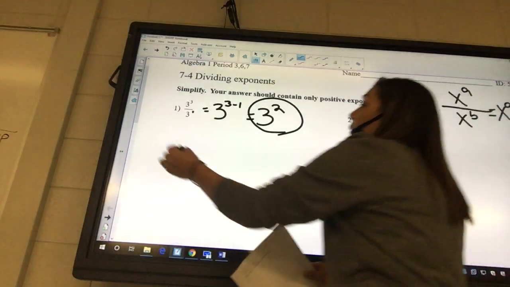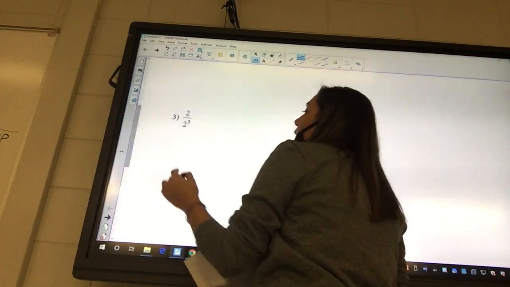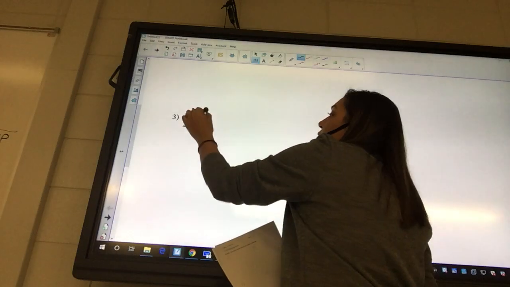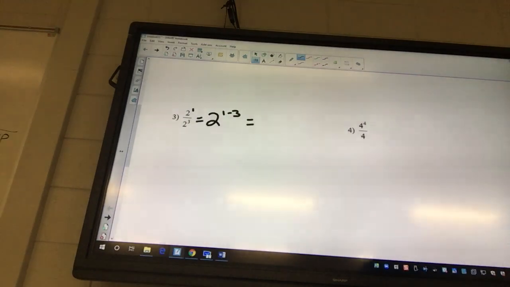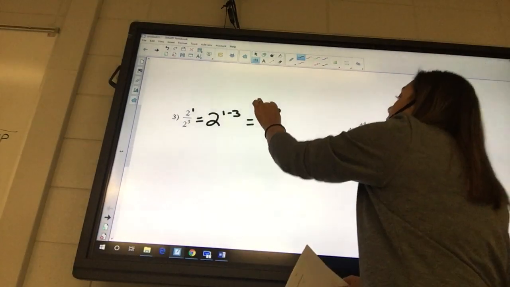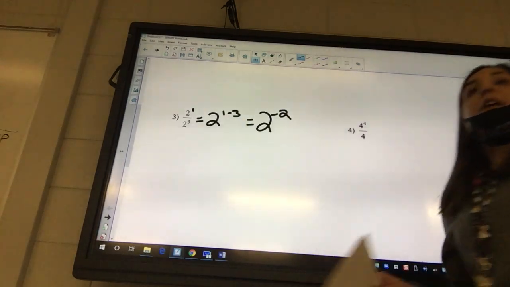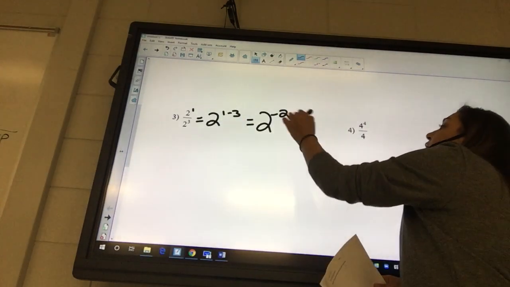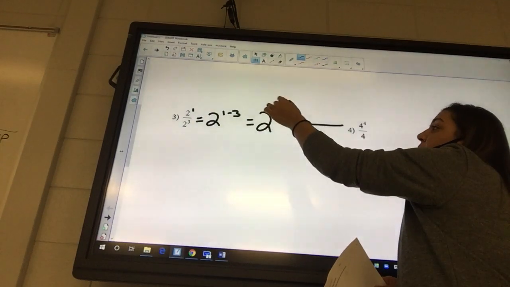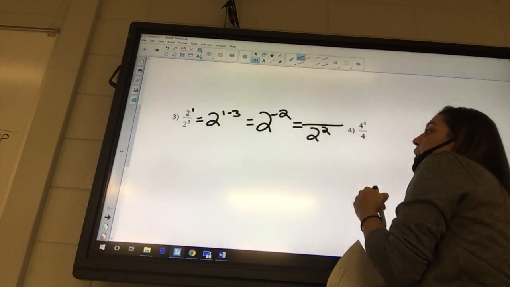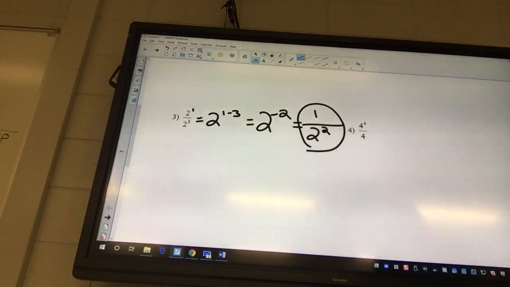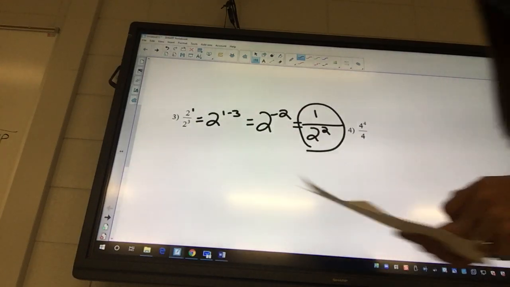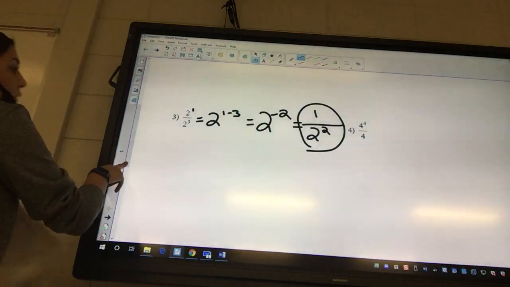Okay, look at 3. It's 2 to the 1 over 2 to the 3. So it's going to be 2 to the 1 minus 3, which is what? 2 to the negative 2. Okay, what do we do with negative exponents? Yeah, so we need to draw a fraction bar, and because this has a negative, we got to put it on the bottom, and it makes it become a positive. What goes on top? 1. Does that make sense? Yes? No? Okay. Can I scroll? Yeah.